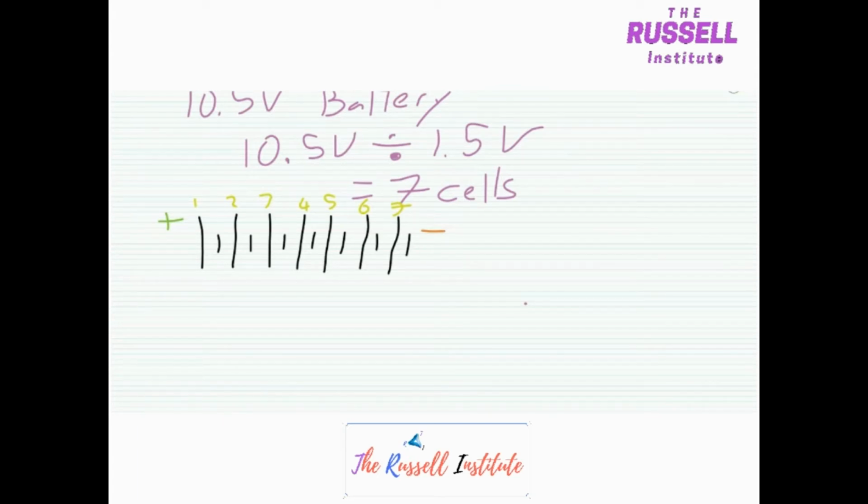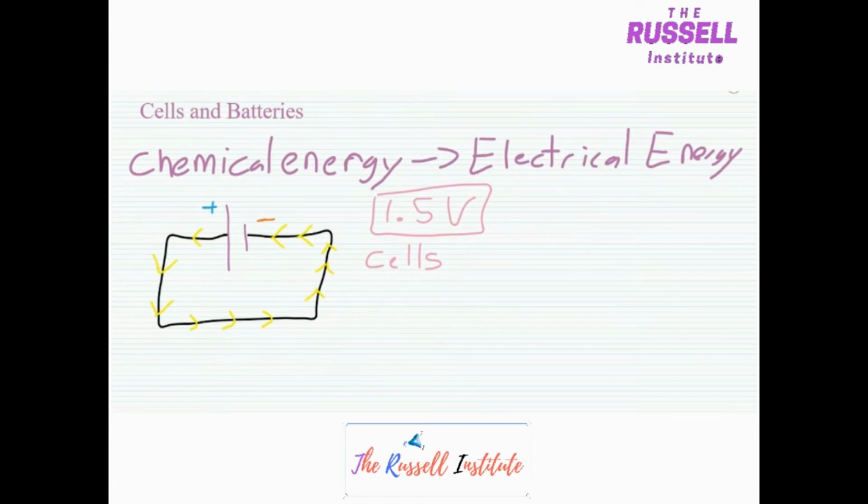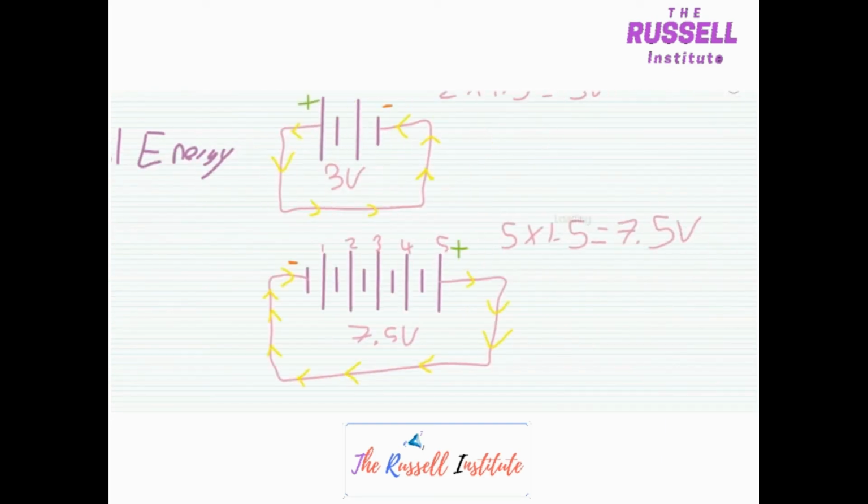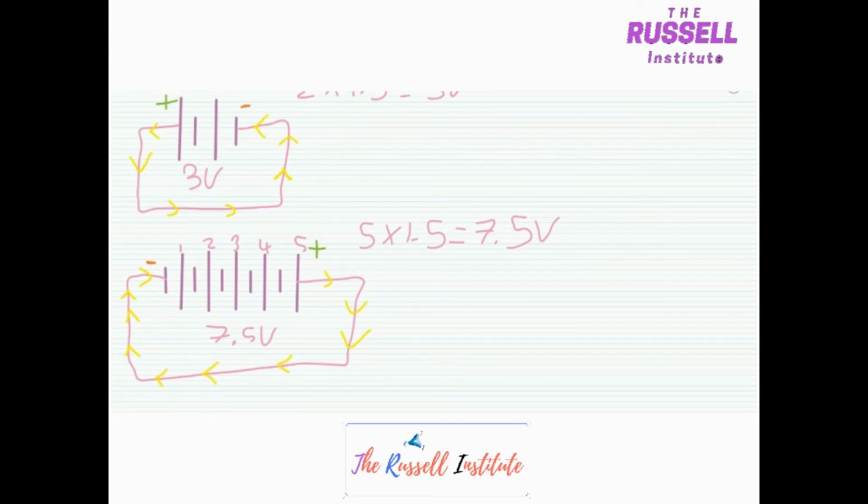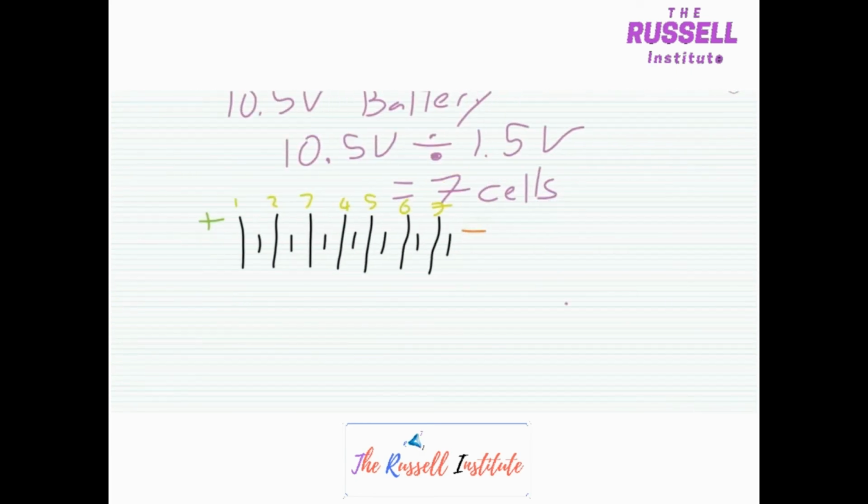So to review, a cell converts chemical energy to electrical energy. It has a nominal voltage of 1.5 volts. Current flows around the circuit from positive to negative. Now a battery is multiple cells combined together. Based on the number of cells, you can just count the number of long strokes and multiply it by 1.5 and you will get the voltage of the battery.